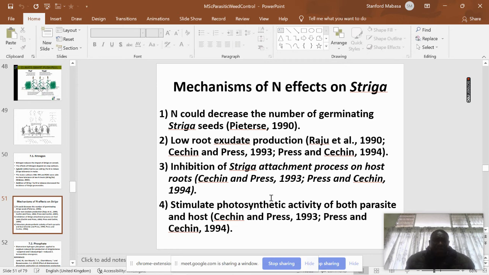The fourth impact is that nitrogen actually stimulates photosynthetic activity of the parasite and the host. And probably this can reduce the impact of the parasite on the host. Then high photosynthetic rates may also induce tolerance in the host.